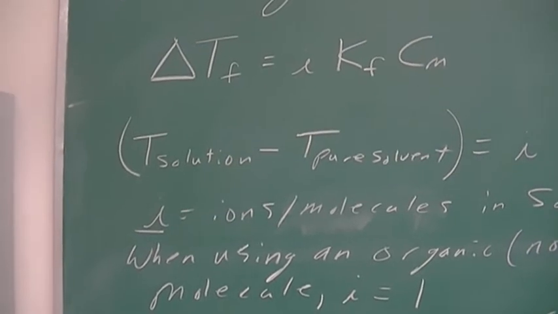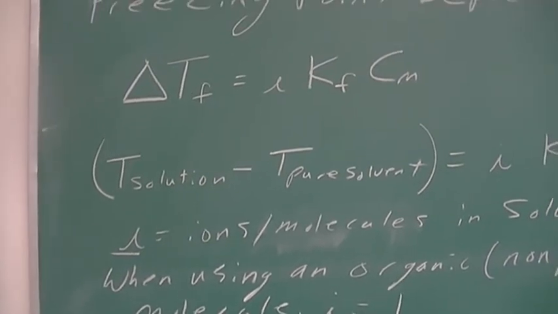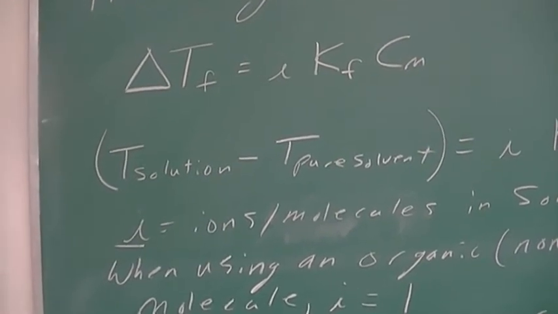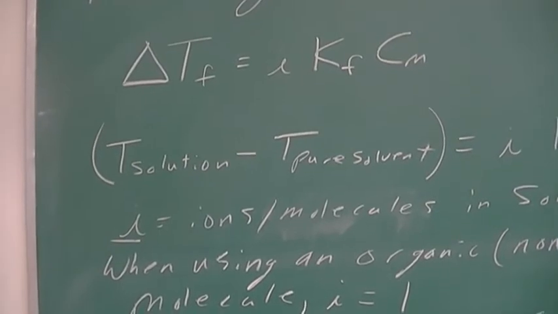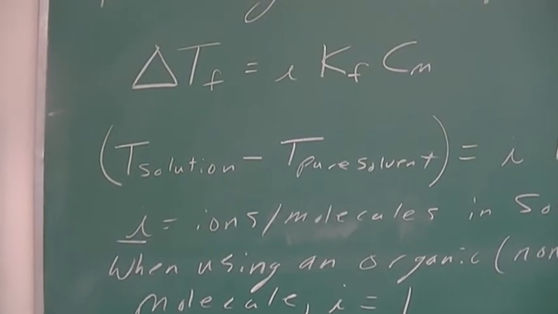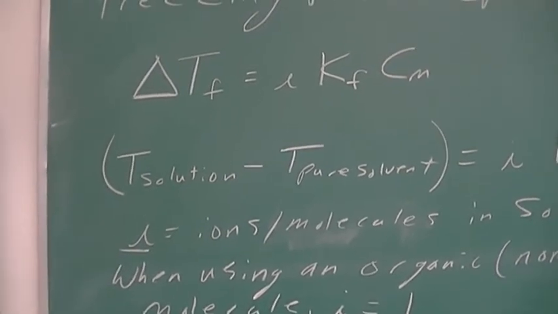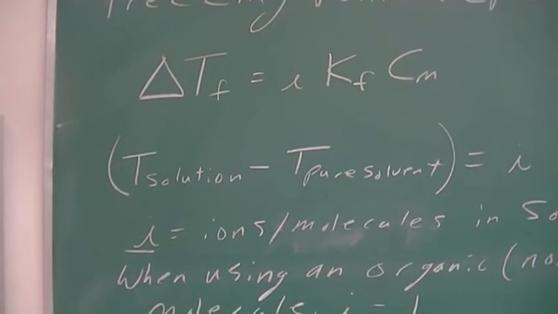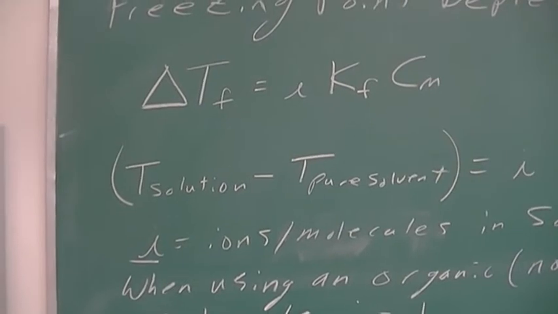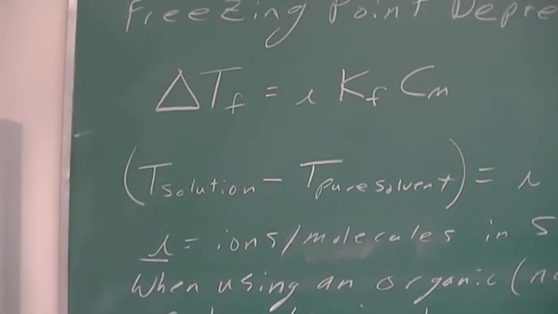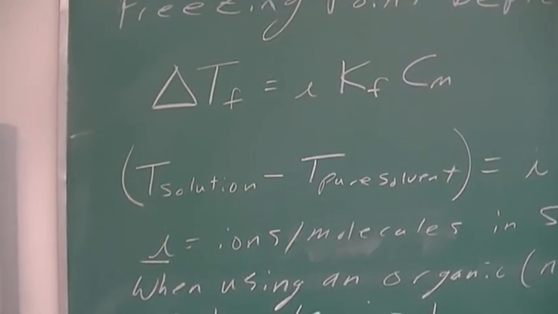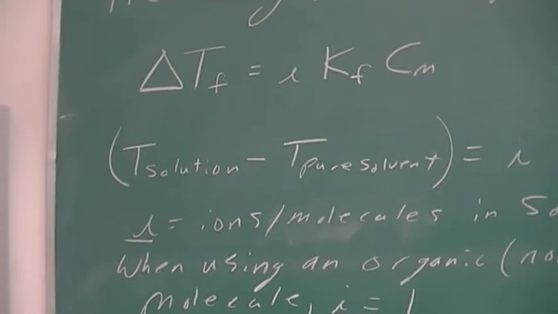When you get a delta T sub F, you want this to be a positive number. As written, it is not going to be a positive number, but we know by definition freezing point depression is going to go down, so we're going to use it as a positive number. If you put the numbers in as written, you will have a negative number, because your temperature of pure solvent is going to be larger than your temperature of your solution. So remember that your delta T sub F is going to be a positive number. It is by definition the amount that it went down from the pure solvent.